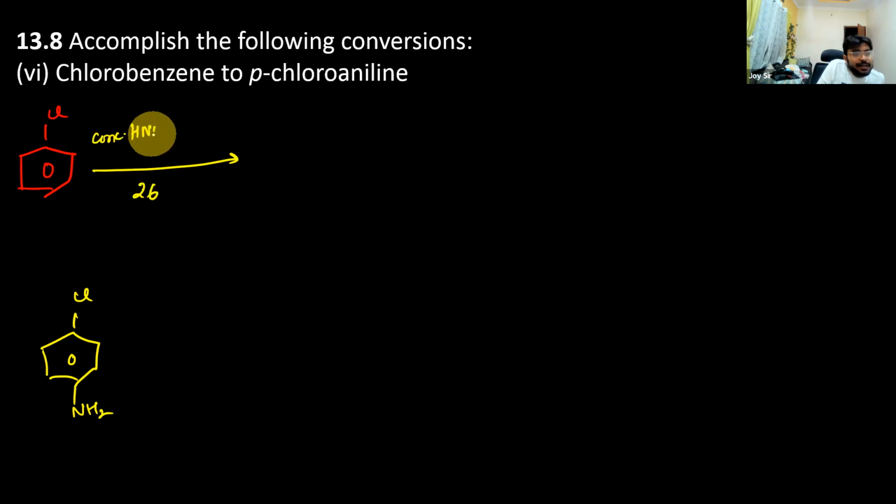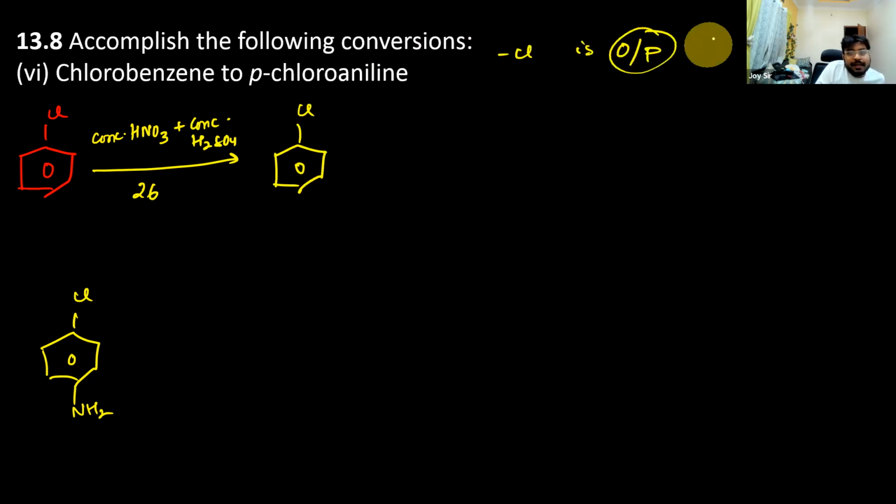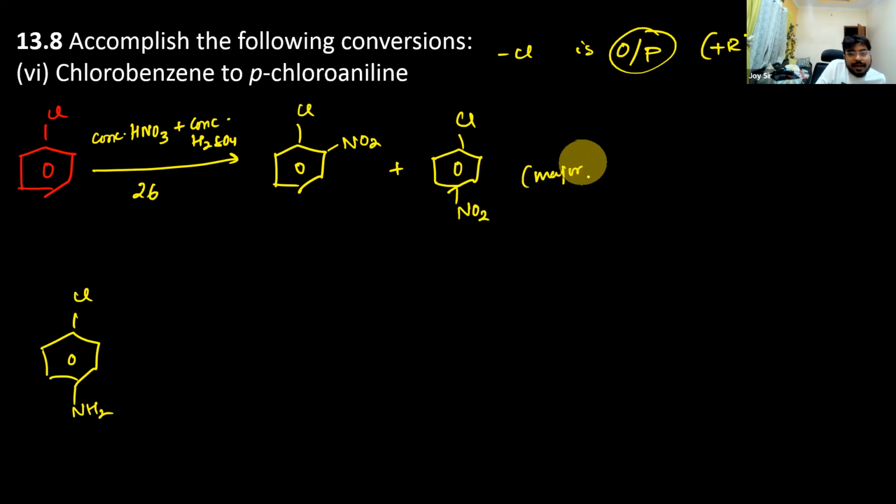Give concentrated nitric acid and concentrated sulfuric acid, and ultimately a nitro group will come. What kind of group is chlorine? Chlorine is an ortho-para directing group. It's a plus R group, right? So it will direct the nitro group to the ortho or the para position. So the nitro group will come para to chlorine. This is the major product. The other will be the minor product, but we don't need the minor product. We can only give the major product.